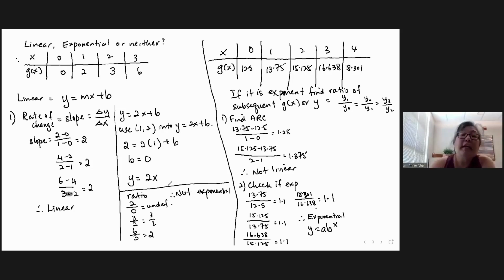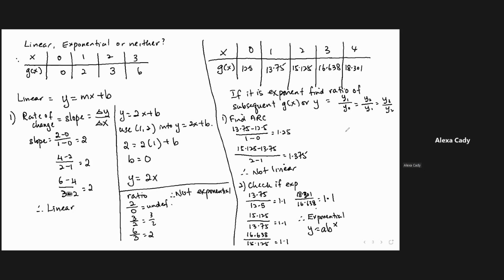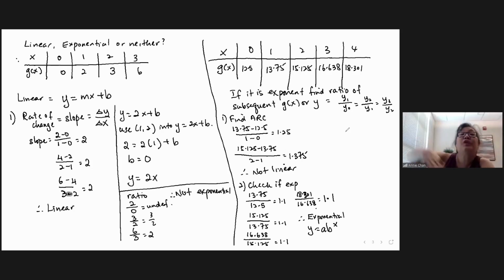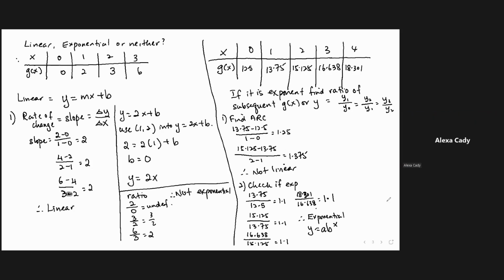So if they give you two tables and they ask you which one is linear, which one is exponential, or neither, and you have to do all of this, then it will be worth 10 points. They may or may not ask you for the equation. It all depends on what they're asking. So I'm trying to cover everything within the same problem. Is that clear? Any question?